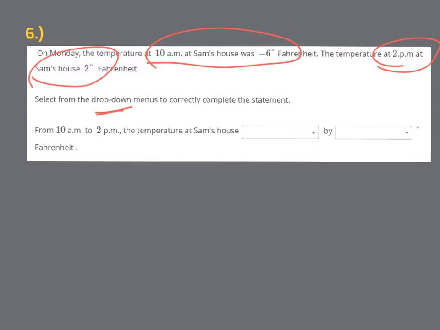So from 10 a.m. to 2 p.m., so we're analyzing what happens from 10 a.m. So at 10 a.m., the temperature is negative 6, and then at 2 p.m., the temperature is 2 degrees. So the first thing we want to look at is from 10 a.m. to 2 p.m., the temperature at Sam's house, did it increase or decrease? Well, let's go ahead and put this on a number line. If I put negative 6 here, here's 0, and here's 2, okay?